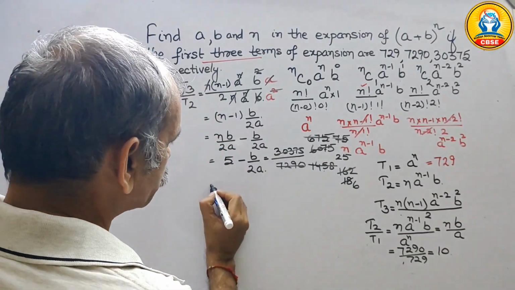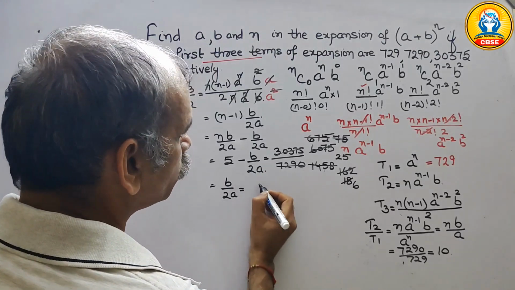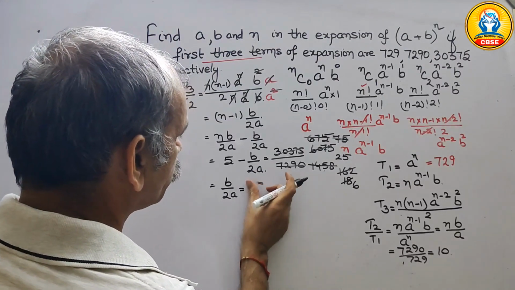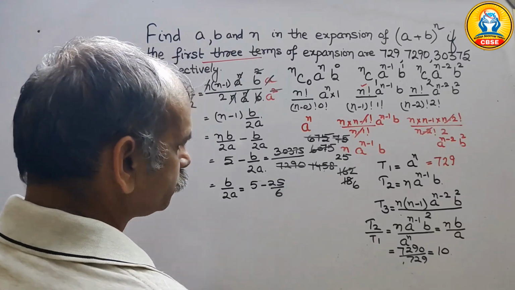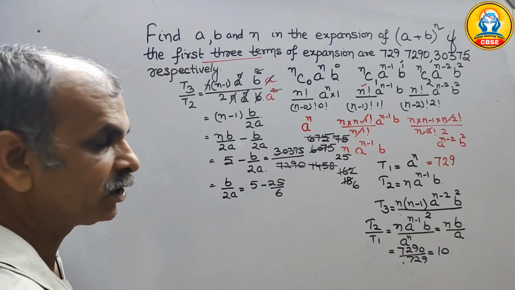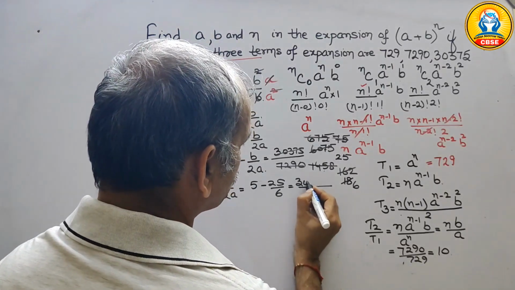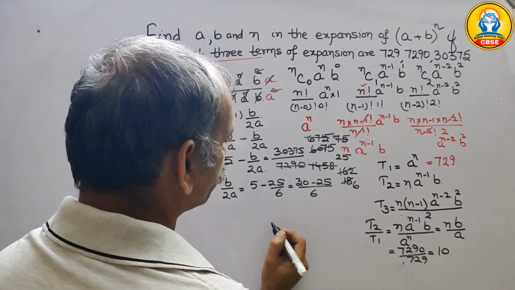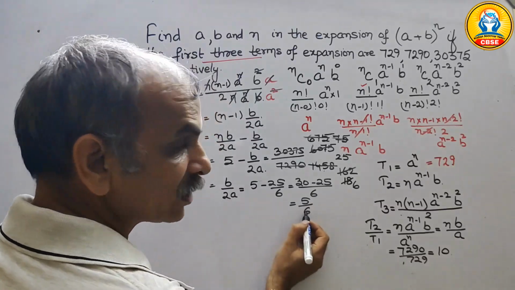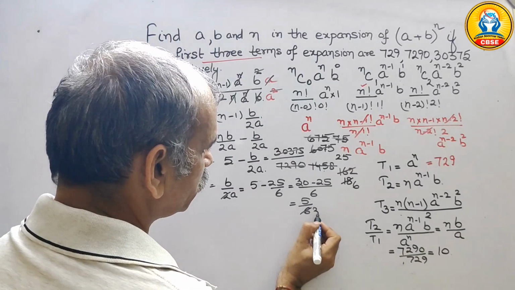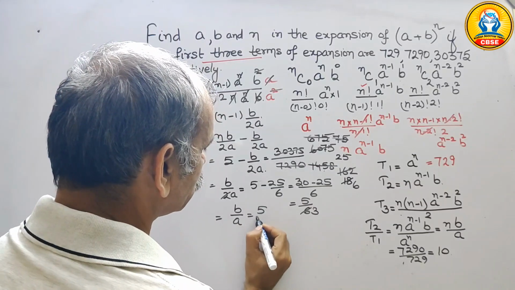So here, if you substitute this value, what is your b by 2a? That is equal to, we can say 25 minus 25 by 6. If you take the LCM, what you will get? You will get 6. So here it will be 30 minus 25. So this will be your 5 by 6. So here 2 is there, here 6 is there, just reduce there. So this will be 3. So now we can say b by a is equal to 5 by 3.